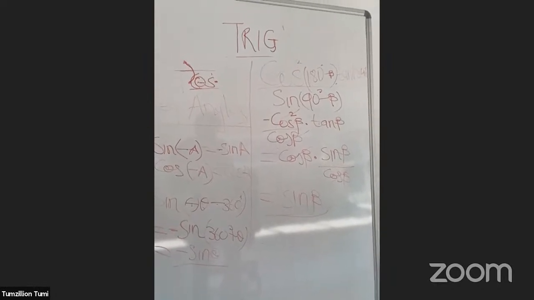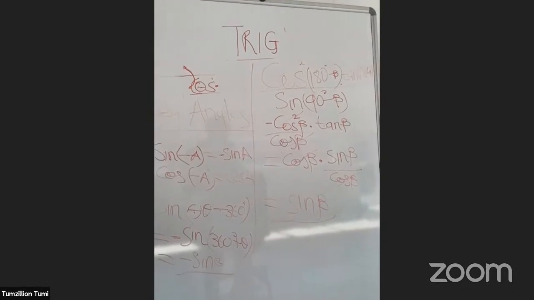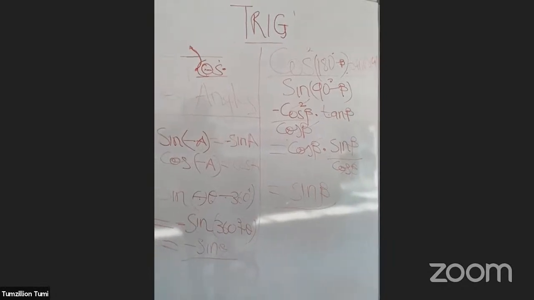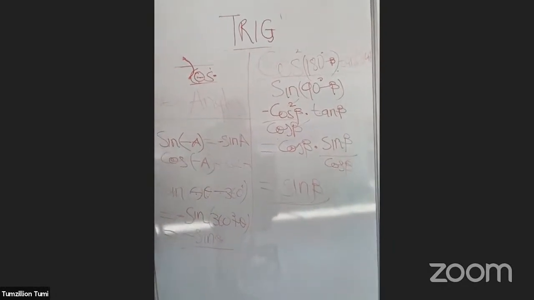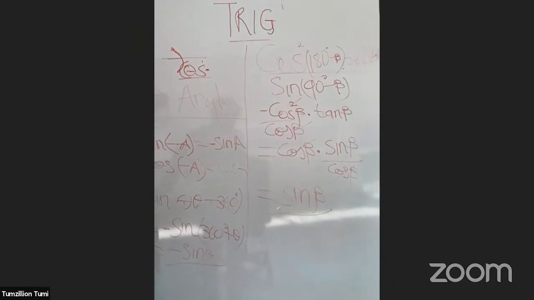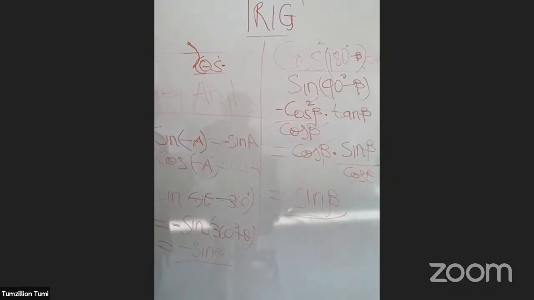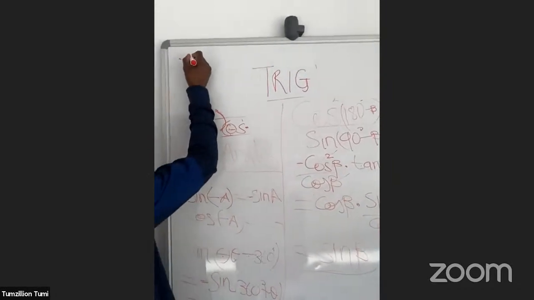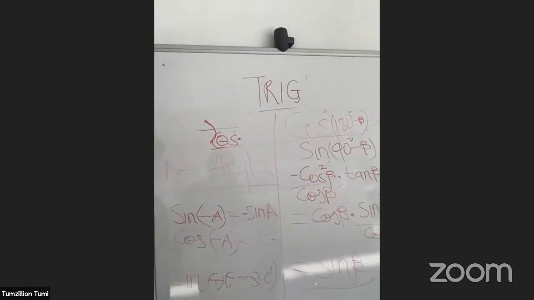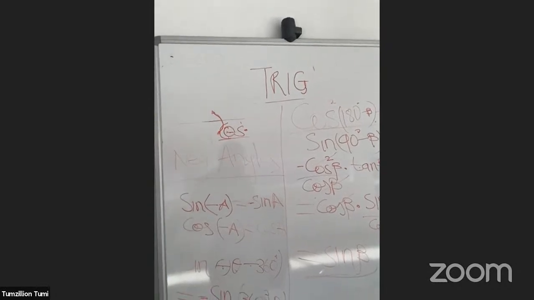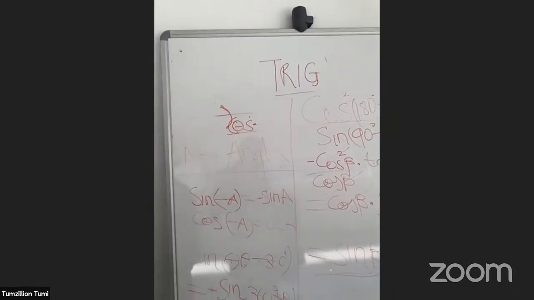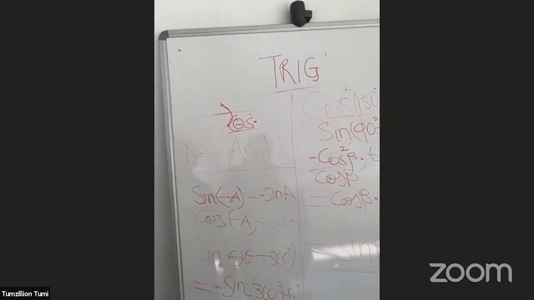Let's look into something again quickly, and then we'll take some questions from here. Let's look into compound angles. Because of time, I won't write all the formulas here, but I'll just remind you. So you remember the sine of A plus B, and then you have sine of A minus B. You have cos of A plus B. We have cos of A minus B. We have tan of A plus B.